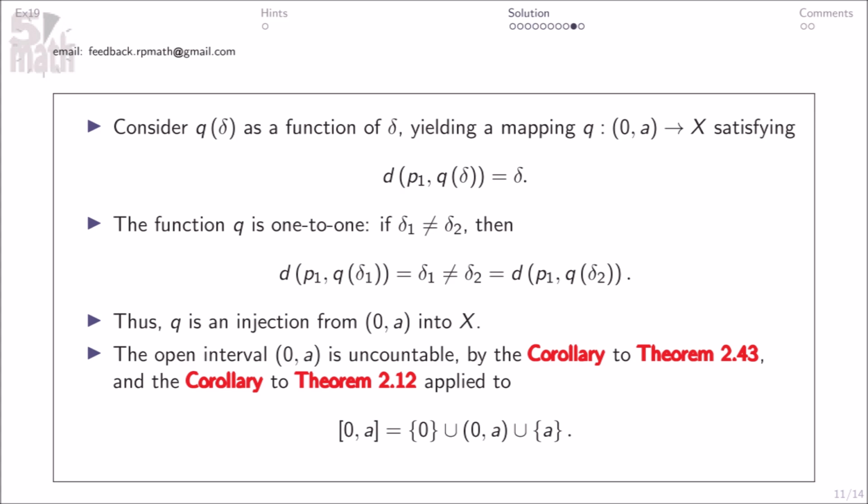The function Q is one-to-one. If delta 1 does not equal delta 2, then this. Thus Q is an injection from (0, a) into X.